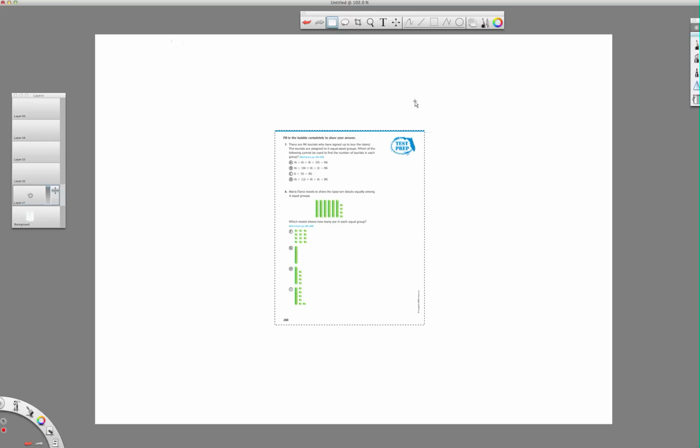Okay, second page. There are 96 tourists who have signed up to tour the island. Let me get my different pencil. The tourists are assigned to 6 equal-sized groups. So 96 are divided into 6 equal groups. Which of the following cannot be used to find the number of tourists in each group? Pay very careful attention to cannot. So 3 of these are going to be able to give us the answer of 96, but 1 of them is not. The way that I would solve this is to just simply do the math.